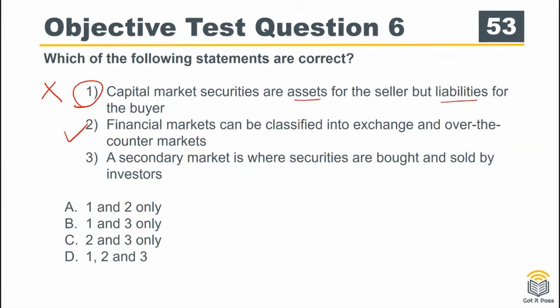And 3, let us read the third statement, whether it's true or not. A secondary market is where securities are bought and sold by investors. Yes, it's true. It's the definition of a secondary market. So the answer here is C, 2 and 3.